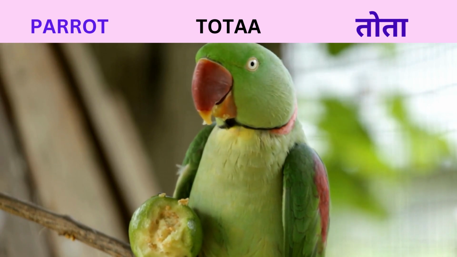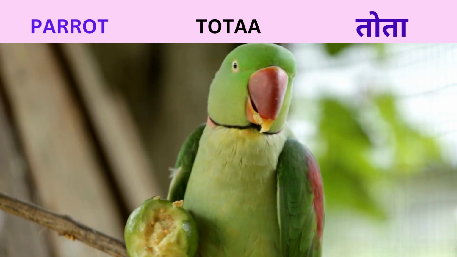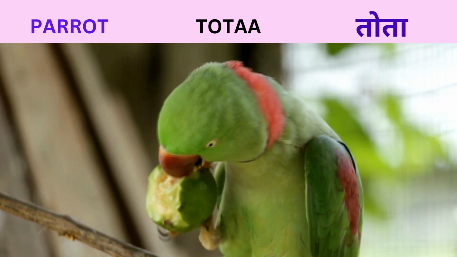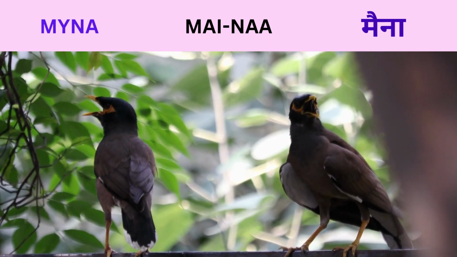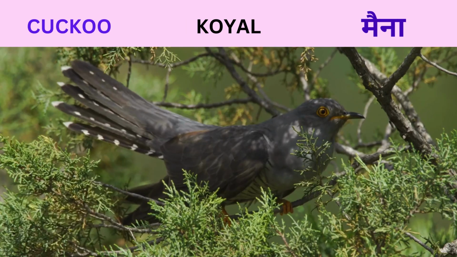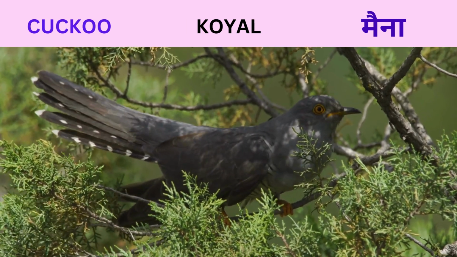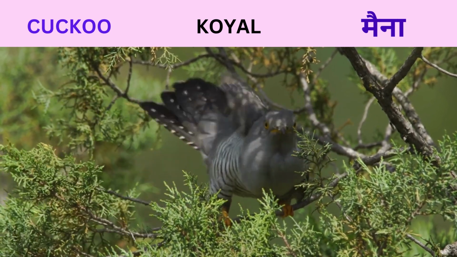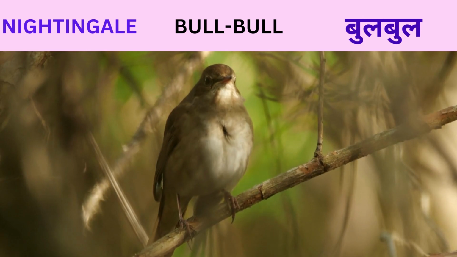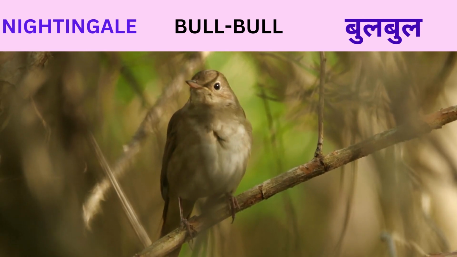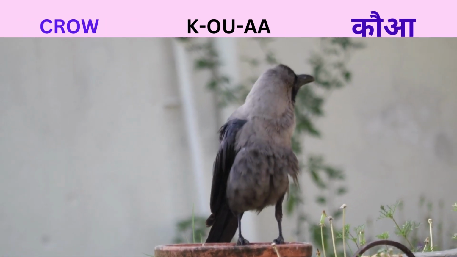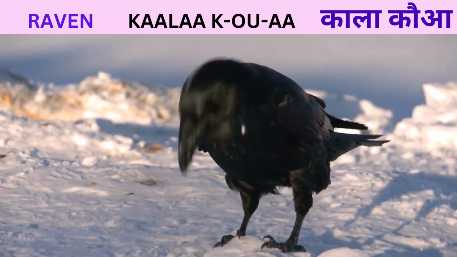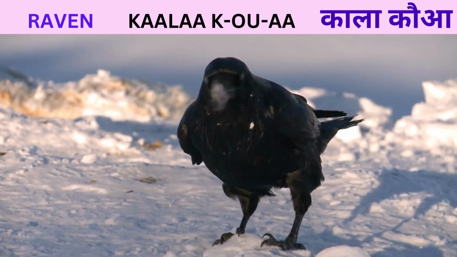So the pronunciation of T is similar to that of T in the word pasta. So, tota. Maina is known as maina in Hindi. Cuckoo is known as koyal. Nightingale is known as bulbul in Hindi. Crow is known as kauwa. And raven is known as kala kauwa.